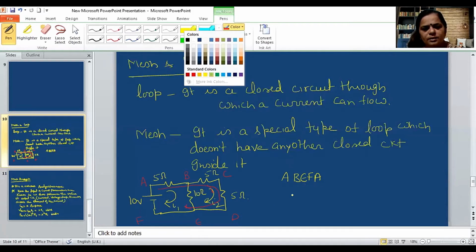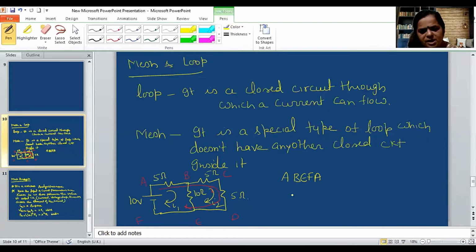So there are three closed paths through which a current can flow: A, B, E, F, A; then B, C, D, E, B; and the third one is A, B, C, D, E, F, A. Now A, B, E, F, A is a closed path which doesn't have any other closed circuit inside it.